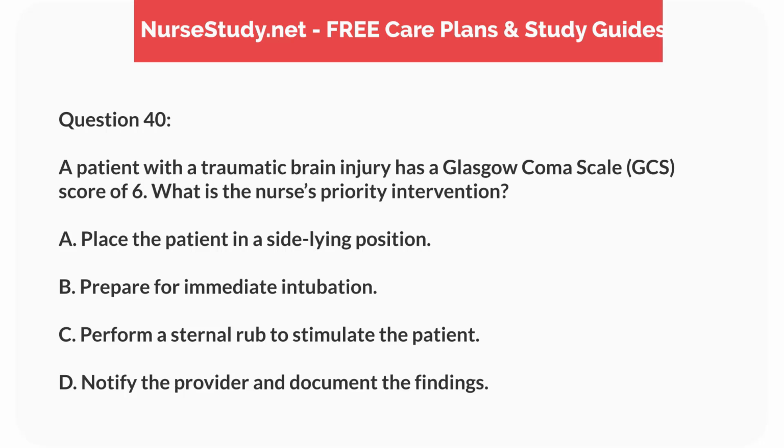Question 40. A patient with a traumatic brain injury has a Glasgow Coma Scale, GCS, score of 6. What is the nurse's priority intervention? A. Place the patient in a side-lying position. B. Prepare for immediate intubation. C. Perform a sternal rub to stimulate the patient. D. Notify the provider and document the findings.